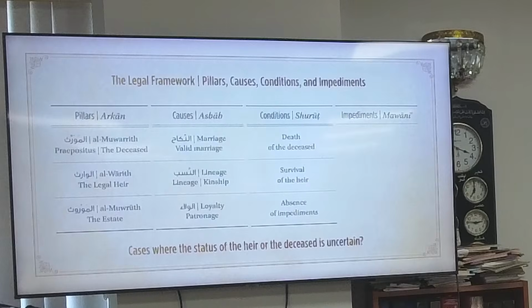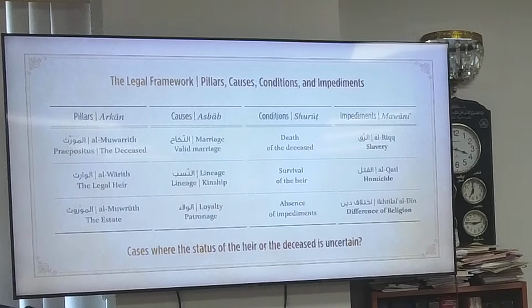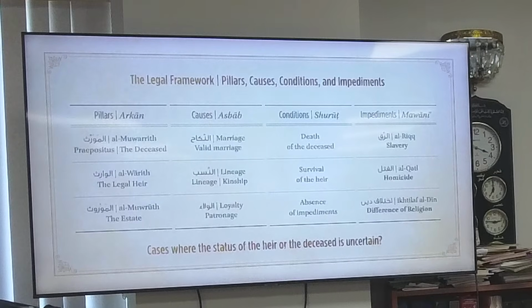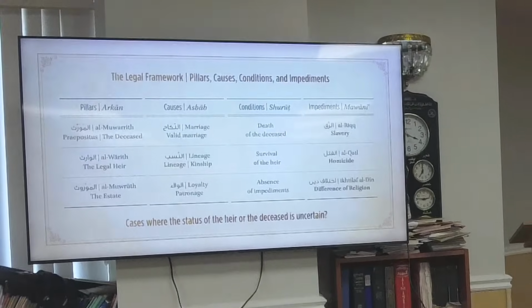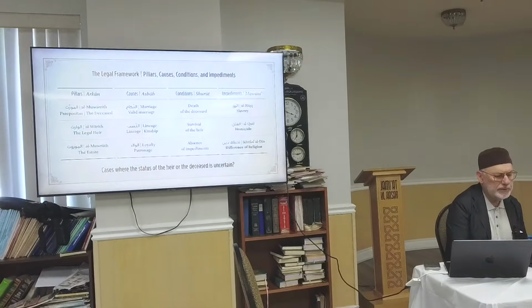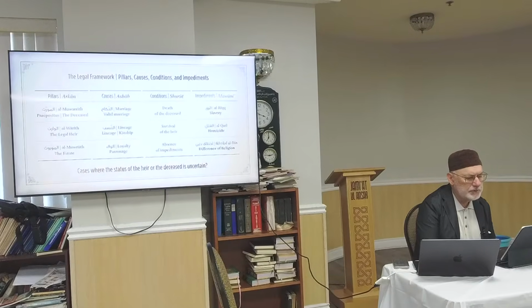Now, what are the impediments? The impediments in the old days used to be slavery. So historically, slavery, after Islam, before Islam, there are many ways to make people slaves. After Islam, only one way. Everything was abolished, only one way, and it was gradually transitioned into freeing slaves. And we can talk about the wisdom behind that at that time, or the transition period.